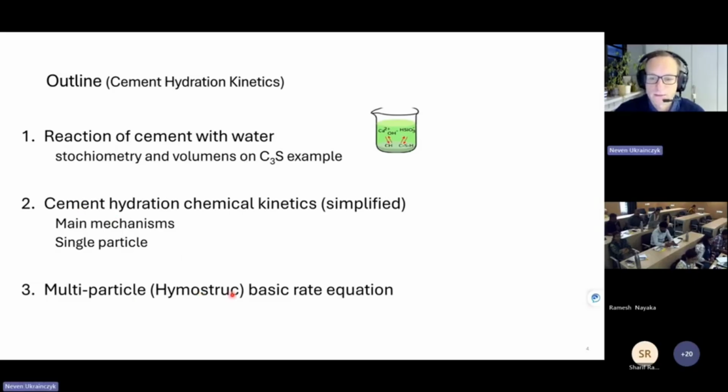This is shown by Scrivener, but this is also what I tried in a simplified way, how to model nucleation and growth also in Hymostruc. So you will get a nice overview of hydration kinetics models, what are the available models, which are the most state-of-the-art in literature, what are pros and cons, and so you can have a nice overview of the hydration kinetics modeling.